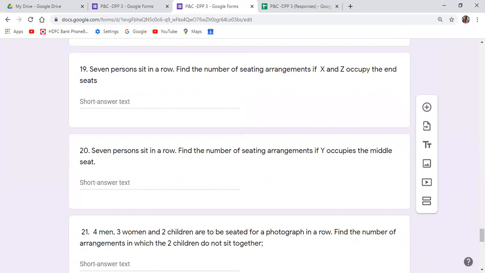Find the number of arrangements in which Y occupies the middle position. So Y is taken off, remaining 6 factorial. Y sits in the middle. There are 6 seats left and 6 people left. So 6 factorial.